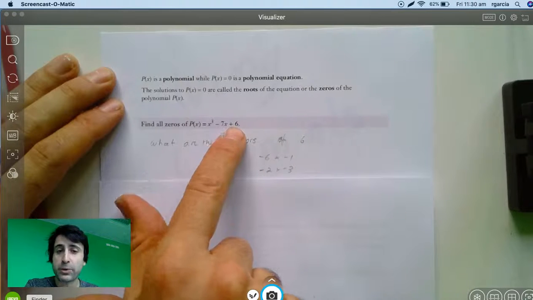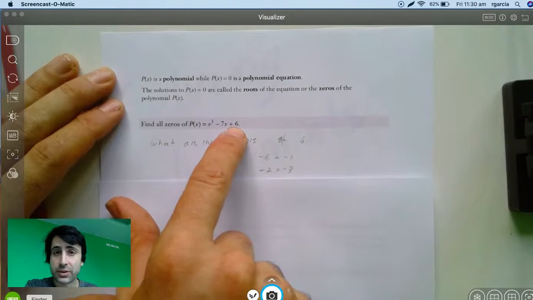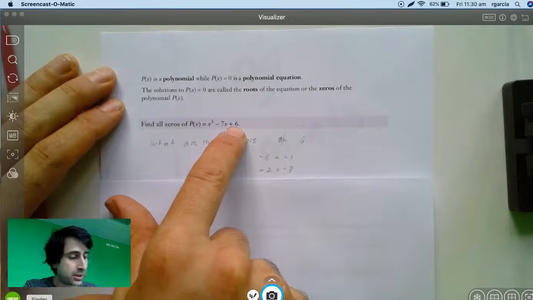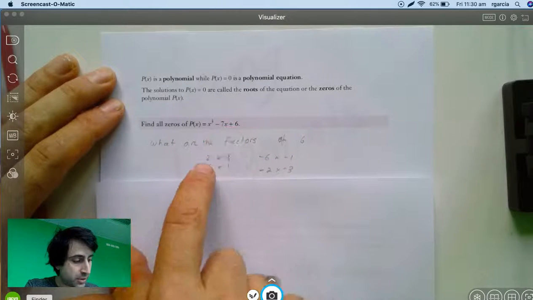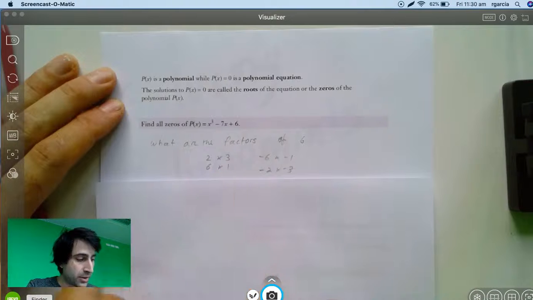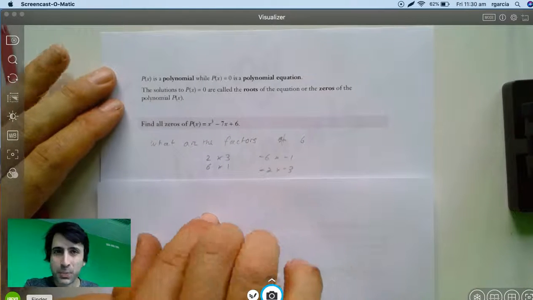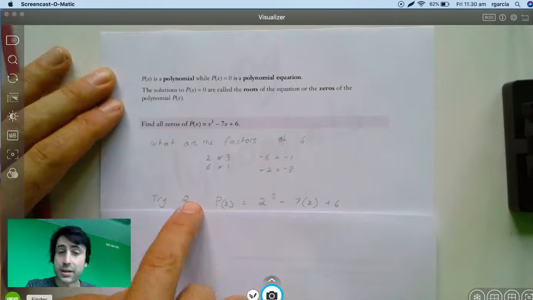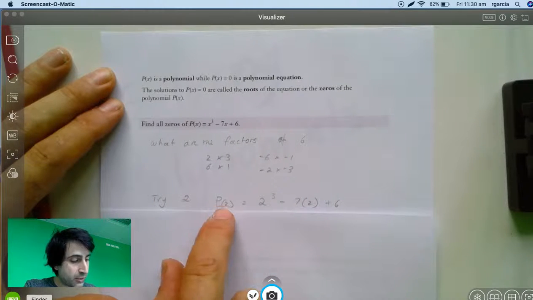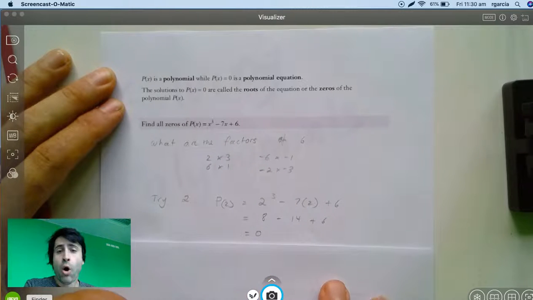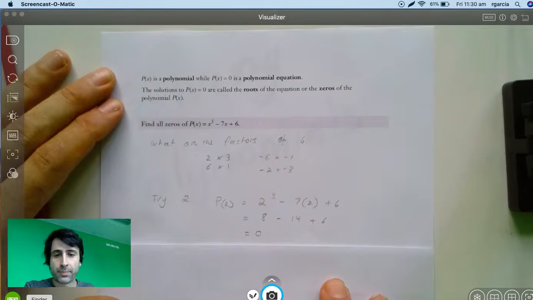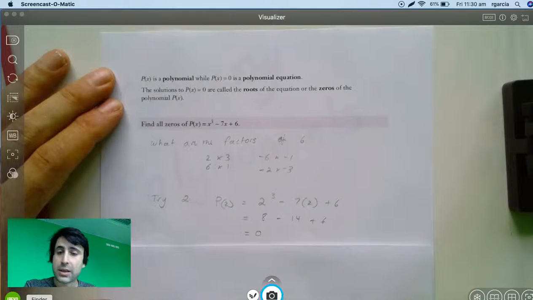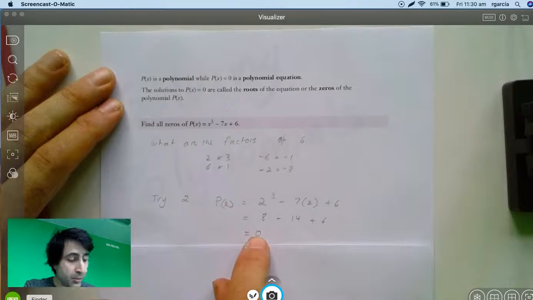In this case, remember that rule that k is a factor of the constant. And so what are the factors of this constant? 2 and 3, 6 and 1, and we're going to do the negatives. And so, again, we just pick one. So let's try 2, and let's do the function of 2. We find that, because there's no remainder, k has to equal 2.